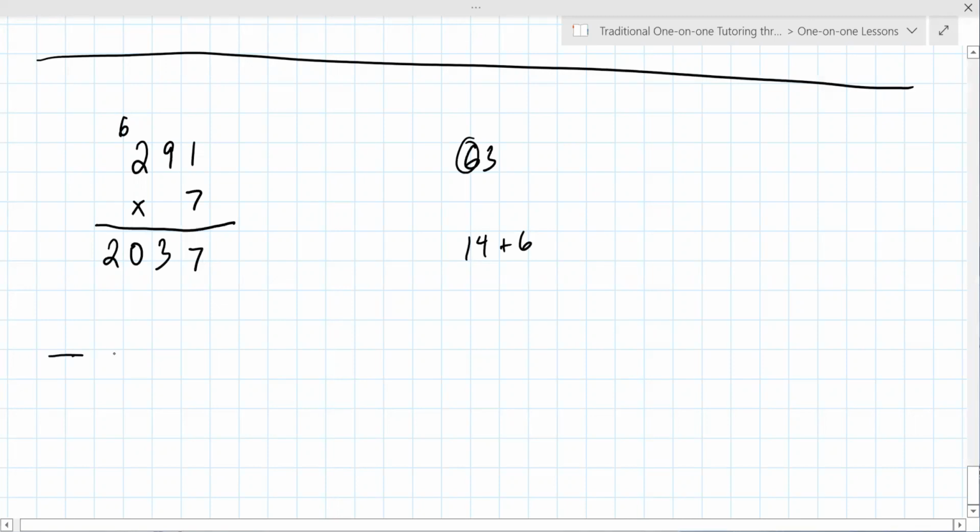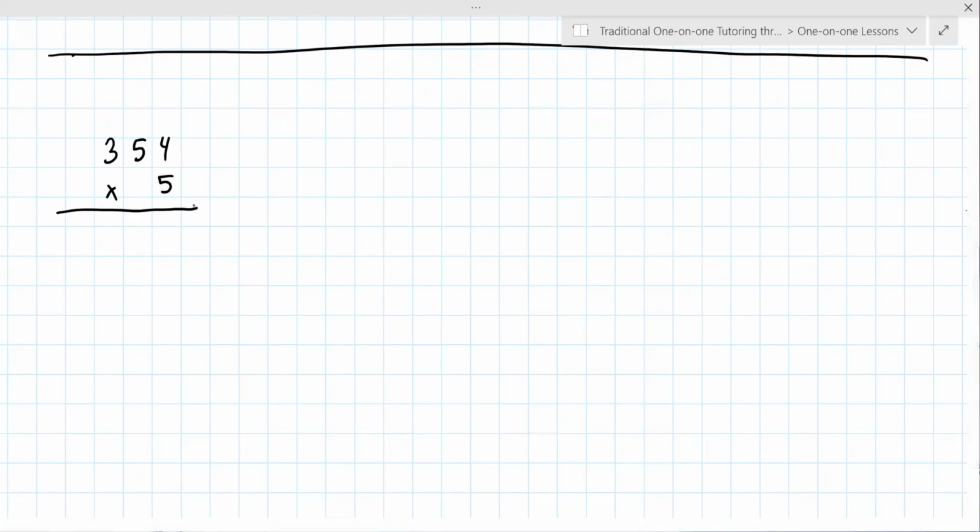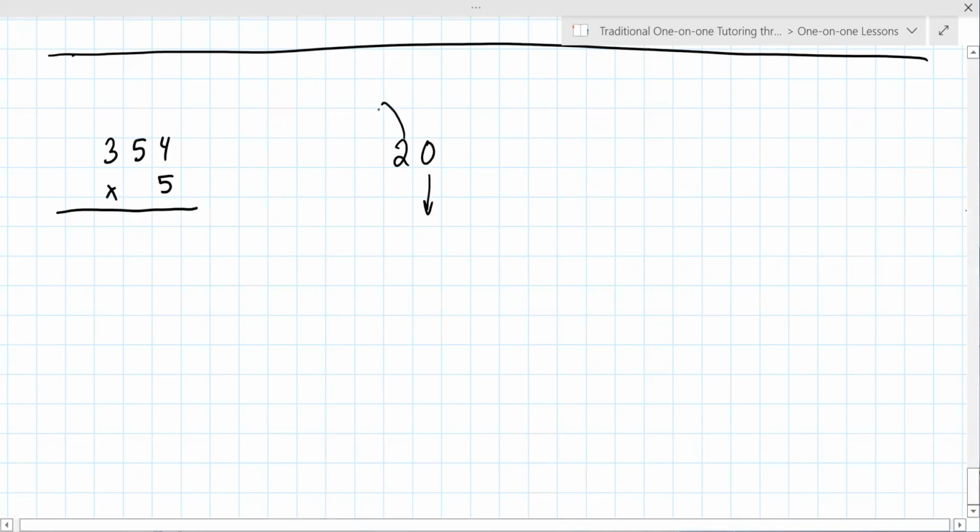Okay, let's try another one here. Let's go 5. We haven't done that one yet. Okay. 354 times 5. Which 2 numbers do you multiply together first? 5 times 4. Okay, and what is 5 times 4? 20. So which number goes down and which number goes up as the carry? 0 goes down. Okay, and what's the carry? 2.